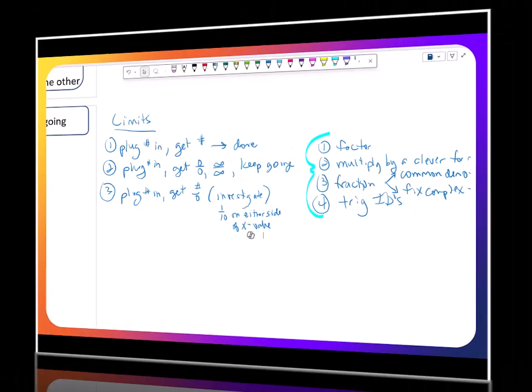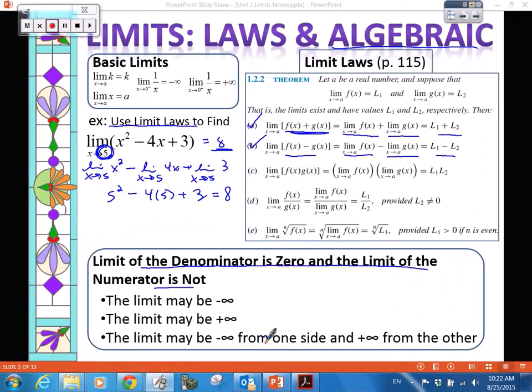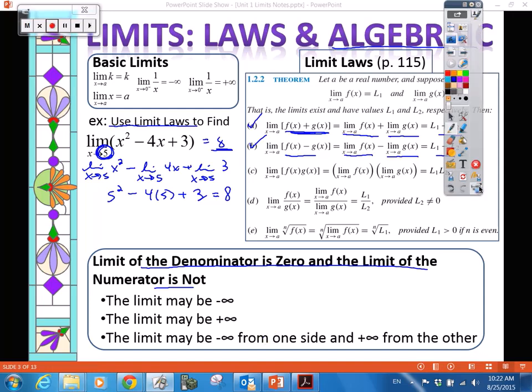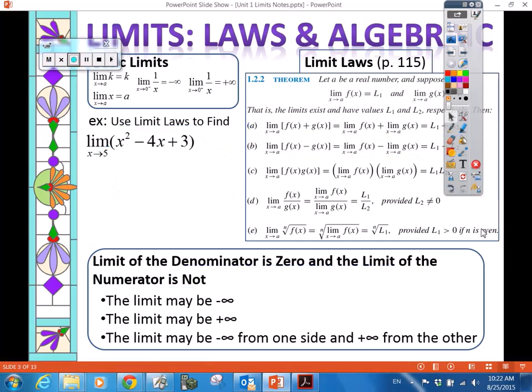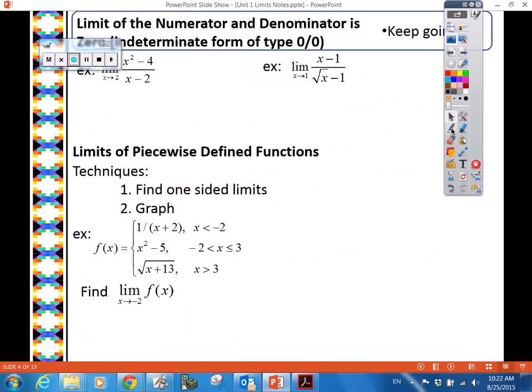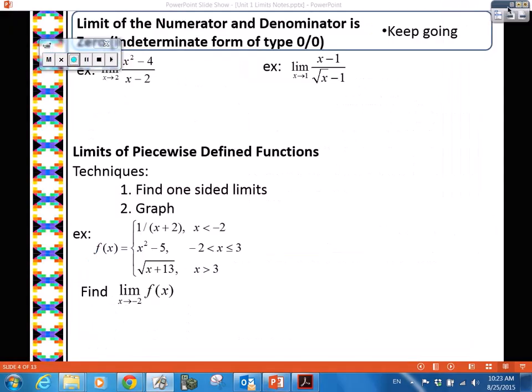Now let's do this next example. All right, on the next slide, we're going to look at the third option. Okay, let's look at the third option. And the third option is a lovely indeterminate form, 0 over 0.